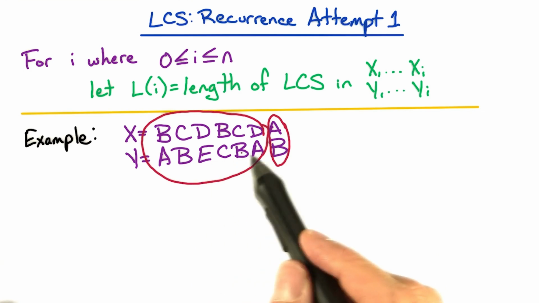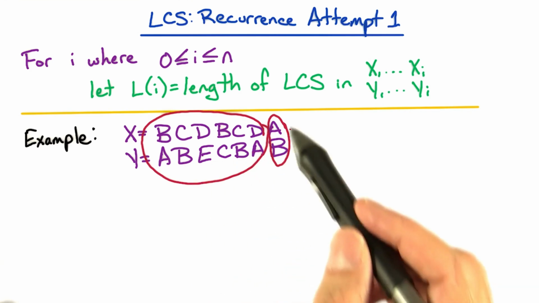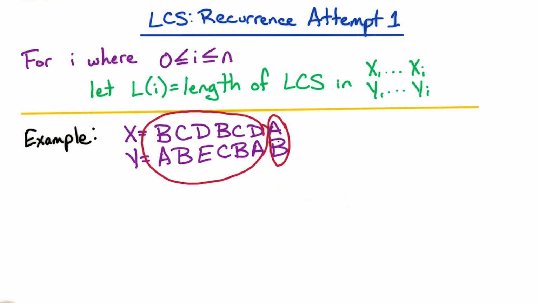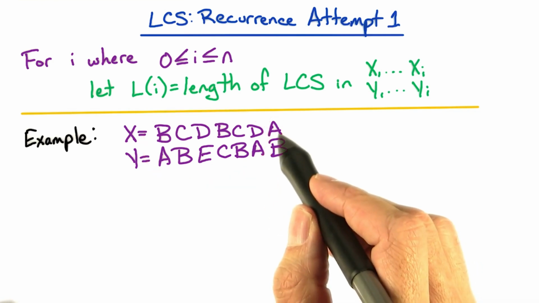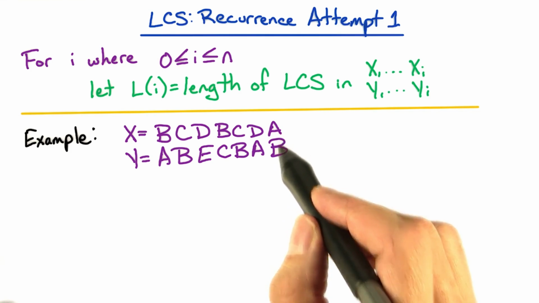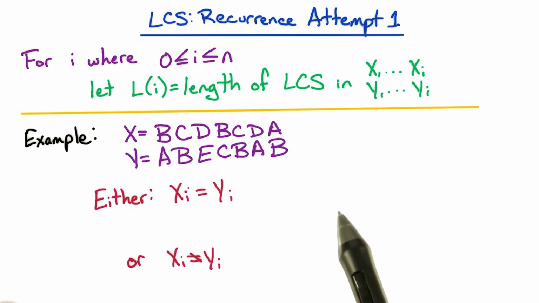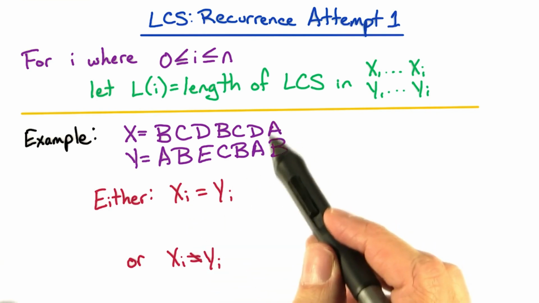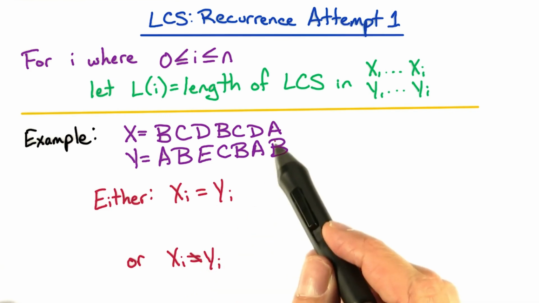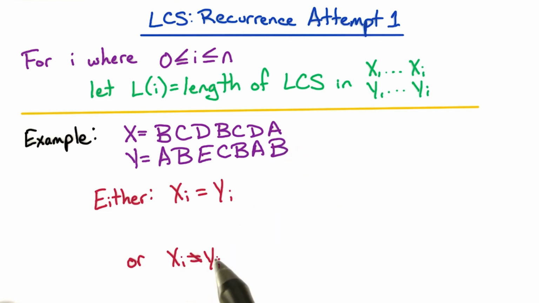We take the optimal solution for the subproblem of size i minus 1, and then we append on the solution for xi and yi. Now there are two cases to consider. Either these last characters are different, or they're the same. We're going to consider these two cases separately. The first case is when the last characters, xi and yi, are the same. The second case is when the last characters, xi and yi, are different. We're going to do this case first.